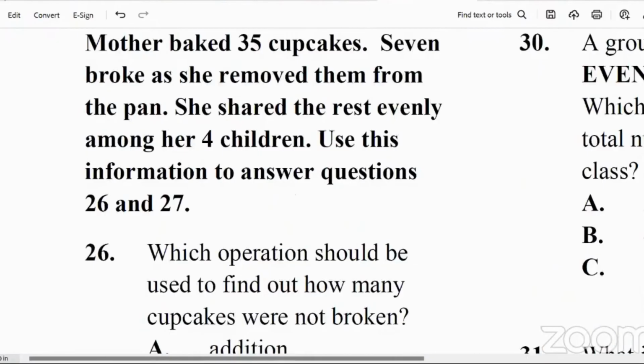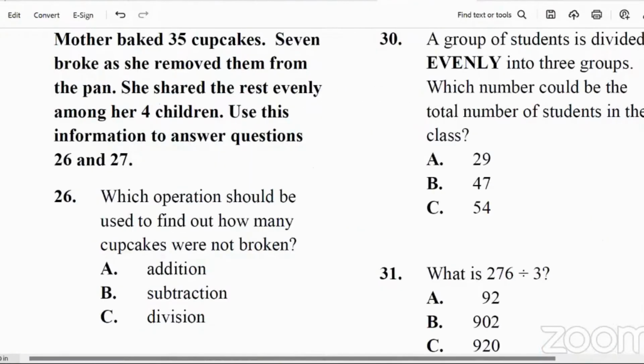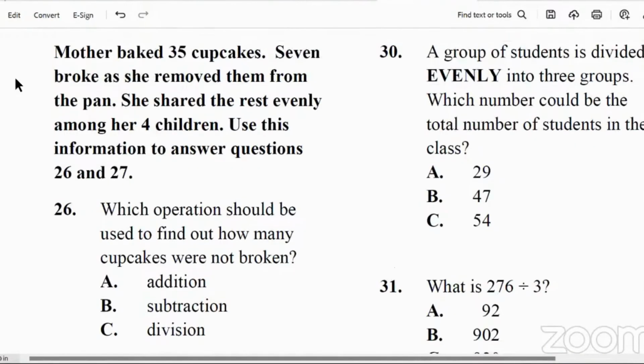Then we have to go over to the other side for question 26. Mother baked 35 cupcakes. 7 broke as she removed them from the pan. She shared the rest evenly among her 4 children. Use this information to answer questions 26 and 27.